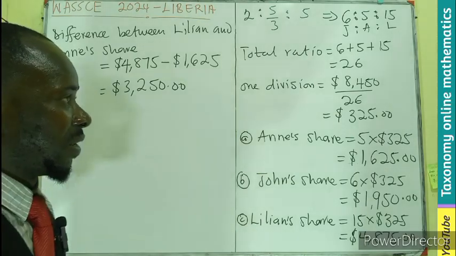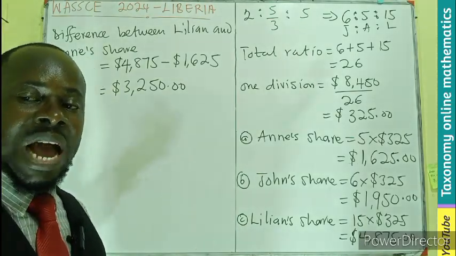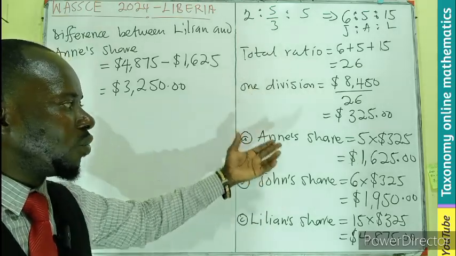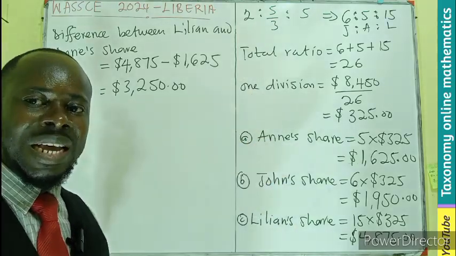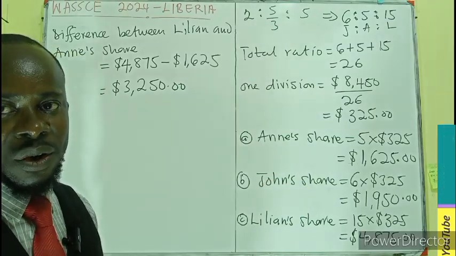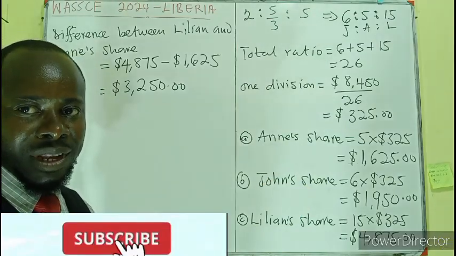So this is just sharing a quantity according to a given ratio. And I'm sure the concept is clear. We can do it directly without getting the individual grouping before we find the share of all ratio. I'm sure it is clear.